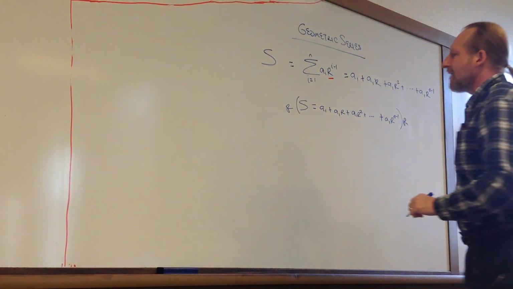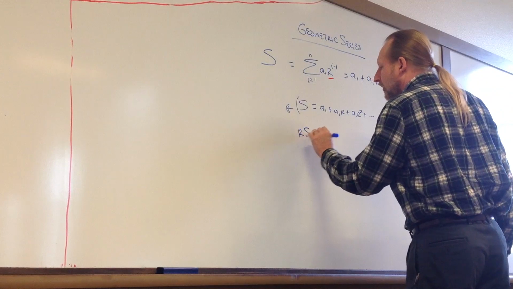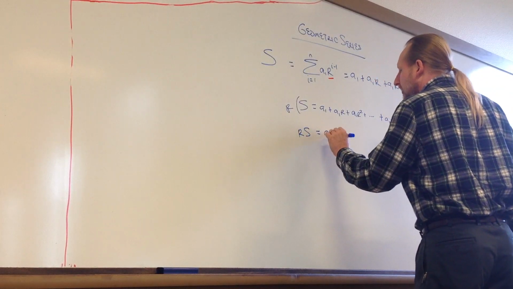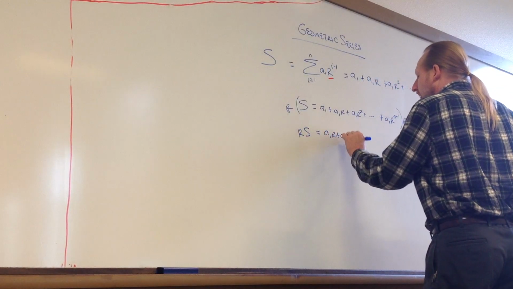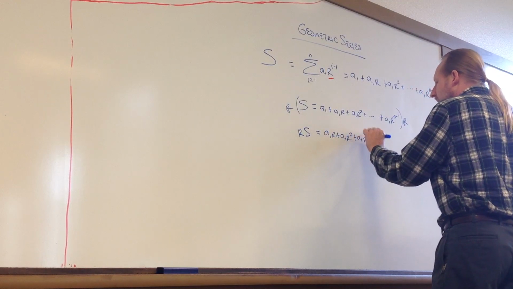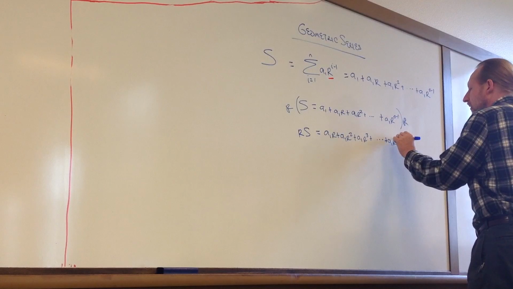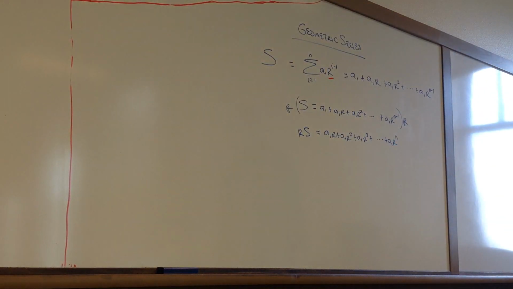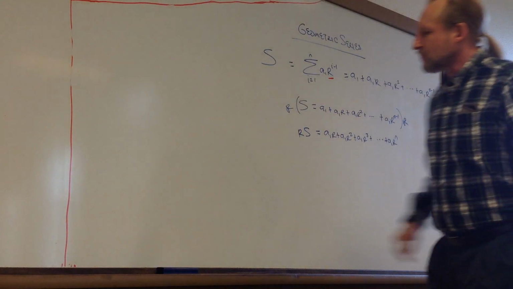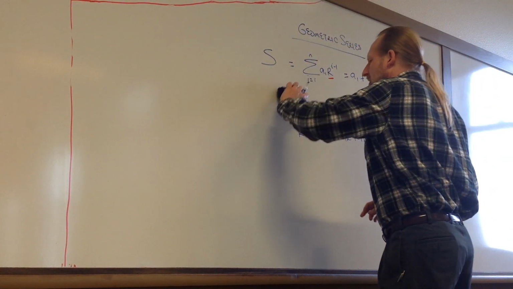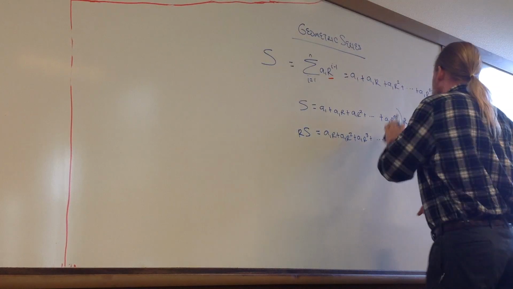Okay? And so if we do that, over here we get r times s, and here we get a1r, a1r squared, a1r cubed, dot, dot, dot, a1r to the n. All right, now, why did we do that? Well, here's why. Let's go back to our original sum.